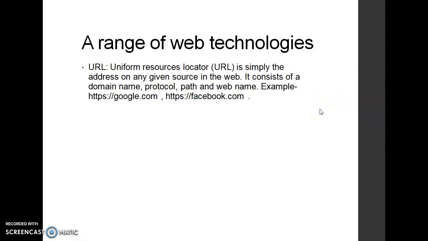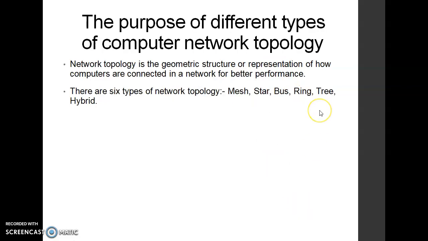A range of web technologies. URL, Uniform Resource Locator. A URL is simply the address of any given source on the web. It consists of a domain name, protocol, path and web name. Example: HTTPS, and the link is given, like for Facebook and Google. Then we have the purpose of different types of computer network topology.